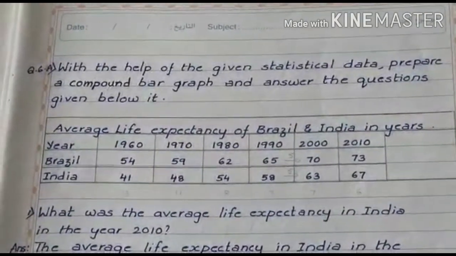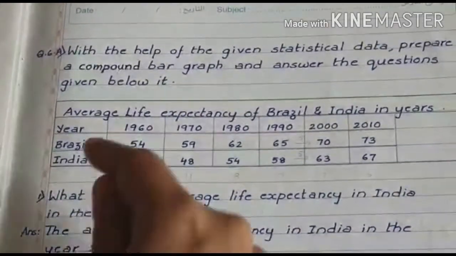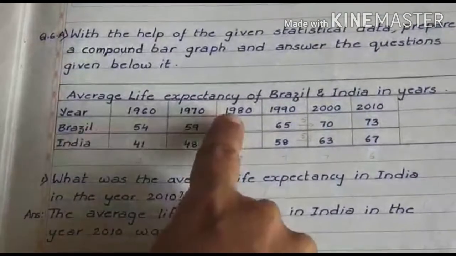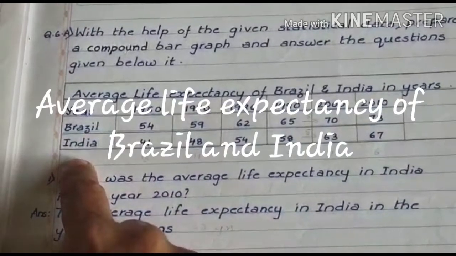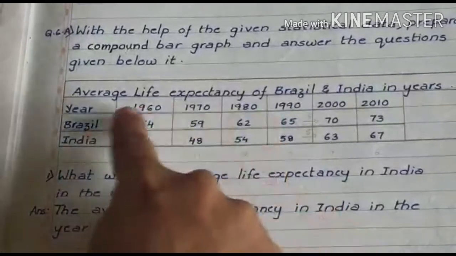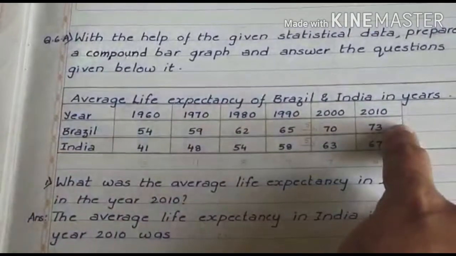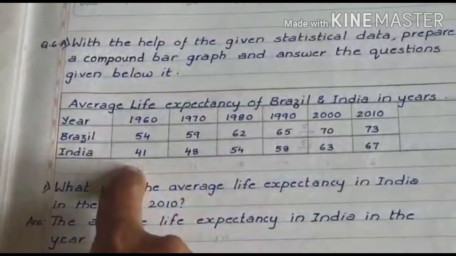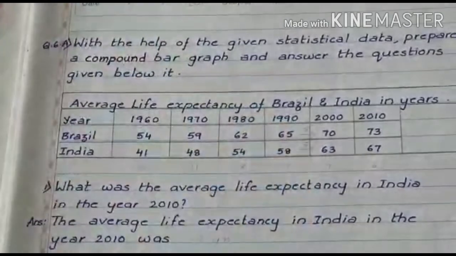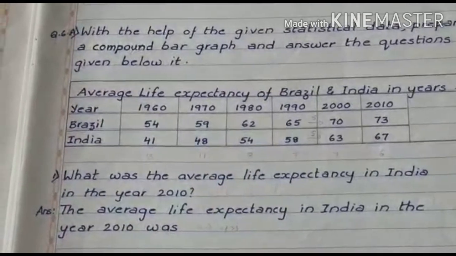Here it is given average life expectancy of Brazil and India. Now we are doing a compound bar graph. So here two different variables are given. One is showing the life expectancy of Brazil and the other one is showing the average life expectancy of India, in each of the years 1960, 1970, 80, 90, 2000 and 2010. So below each year two variables, one of Brazil and one of India, are given. So this is what we have to show on the compound bar graph. That means two things on the same graph. We call it a compound bar graph.